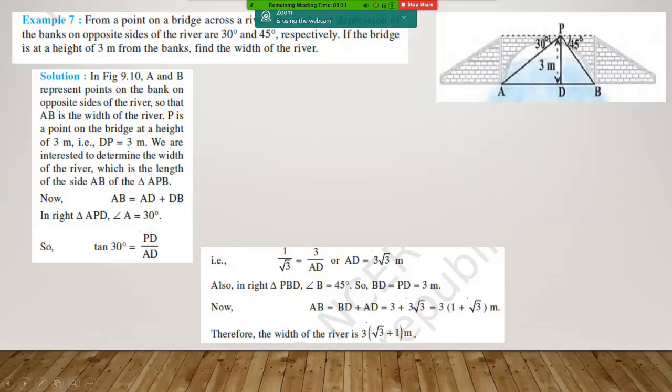As soon as 30 and 45 are given, you know that angle PAD becomes equal to 30 degrees and angle PBD becomes 45 degrees. Next, if the bridge is at a height of 3 meters, so PD is 3 meters, find AB. Basically AB is AD plus DB. To find AD, tan 30 is 3 upon AD. Since it is 45 degrees, PD is equal to DB, again 3 this side. The only thing you need to find is AD. Add up both of it.